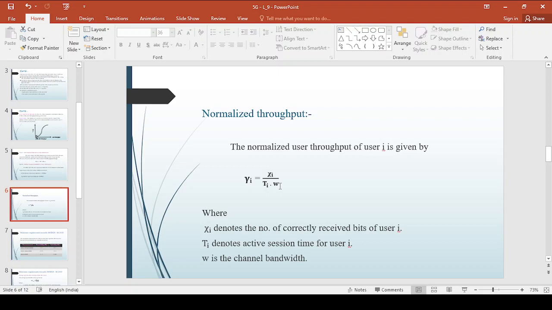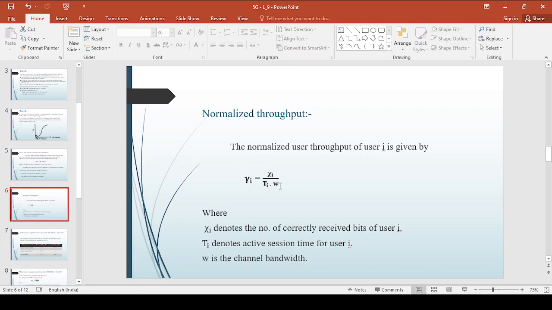Now how will you calculate the normalized user throughput? That is given by Xi. What is Xi? The number of correctly received bits. Now how many bits do we have? We have 10 bits, divided by Ti, which is the active session. Now what is the active session? The number of correctly received bits should equal the number of correctly transmitted bits, and those are transmitted during some time. That particular time we call Ta.